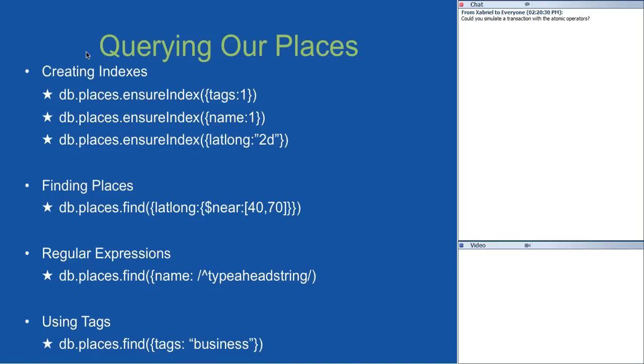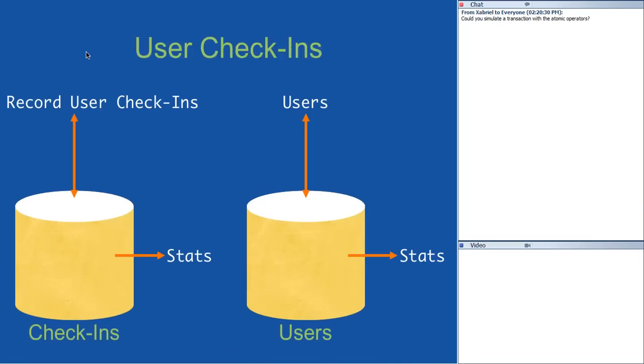Now maybe we're a user and we're checking in on our mobile phones, and as we're checking in, we're typing in the name of the place that we're going. Well, in that case, you can use regular expressions. So you can see here db.places.find, and we've got the name with some sort of type ahead string, so that as we're typing the place that we're going, our application can suggest what we're trying to type. And you can also query using tags as well.